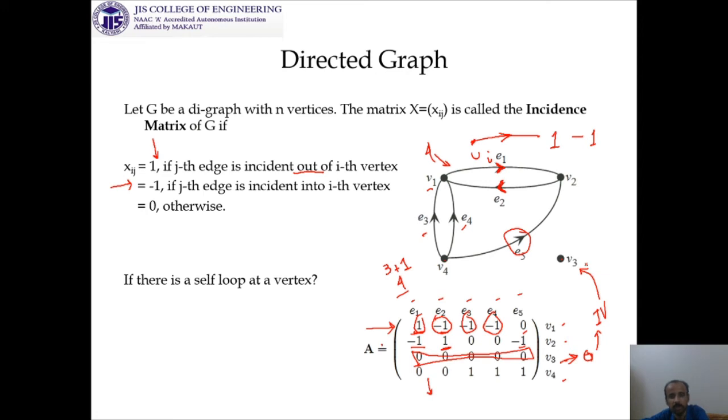Now the next question is if there is a self loop at a vertex. Suppose you have a self loop over here, but as it is a directed graph, it must have a direction. So now V2, and suppose this is E6. Then there is no question for V1, V3, or V4, but for V2, what will be the case? If you are writing plus 1 only, you can consider it an outward direction if you are thinking from this side, and if you are looking from this side, it is inward direction.